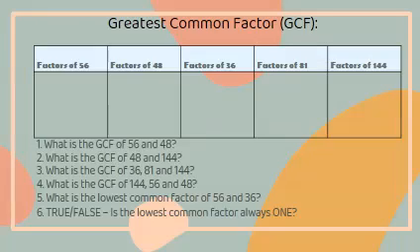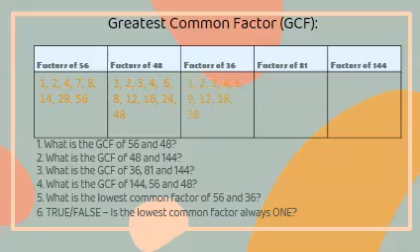Now, how can I find the greatest common factor? The first thing you have to do is to list the factors of each number. Then you circle the common factors between the numbers, and then you search for the greatest one. I'm going to do them fast. The factors of 56 are 1, 2, 4, 7, 8, 14, 28, and 56. And the factors of 48 are 1, 2, 3, 4, 6, 8, 12, 16, 24, and 48. You can practice them alone and then put the numbers as I did.